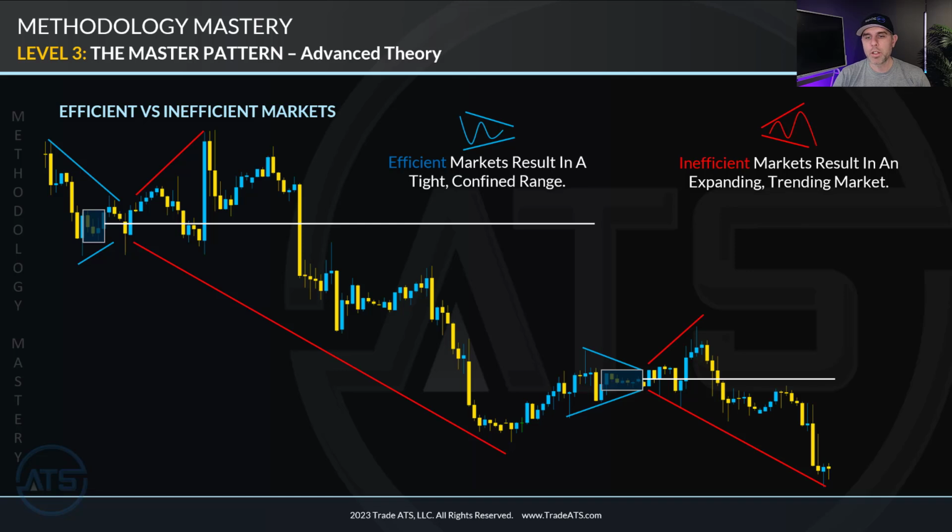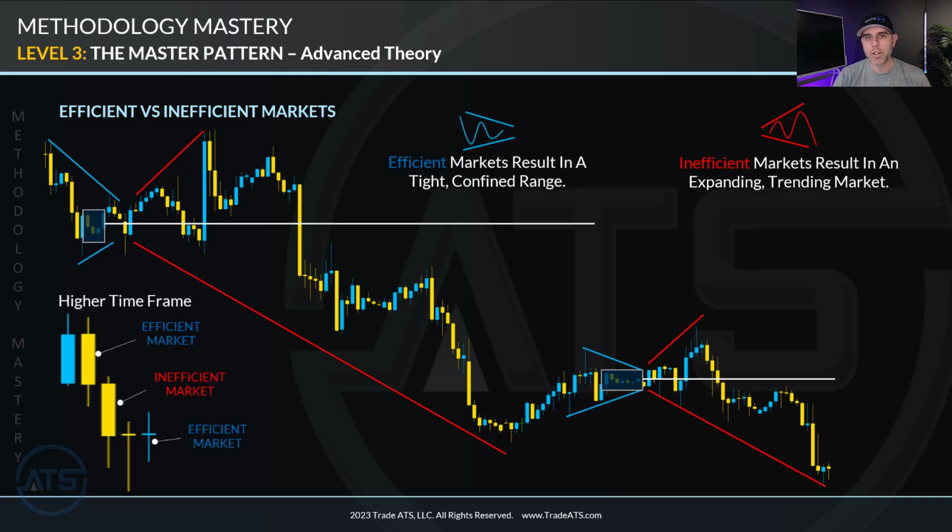So what does this look like on the higher time frames? Simply put, efficient markets have candle range overlap, meaning a lot of candles will stack together, overlapping the preceding candle. Inefficient markets don't have overlap. So you can see right here, we go from an efficient market at the top, we have that gap candle down, that's an inefficient candle, and then it goes back into an efficient market. So you can spot these on your lower time frames and your higher time frames.